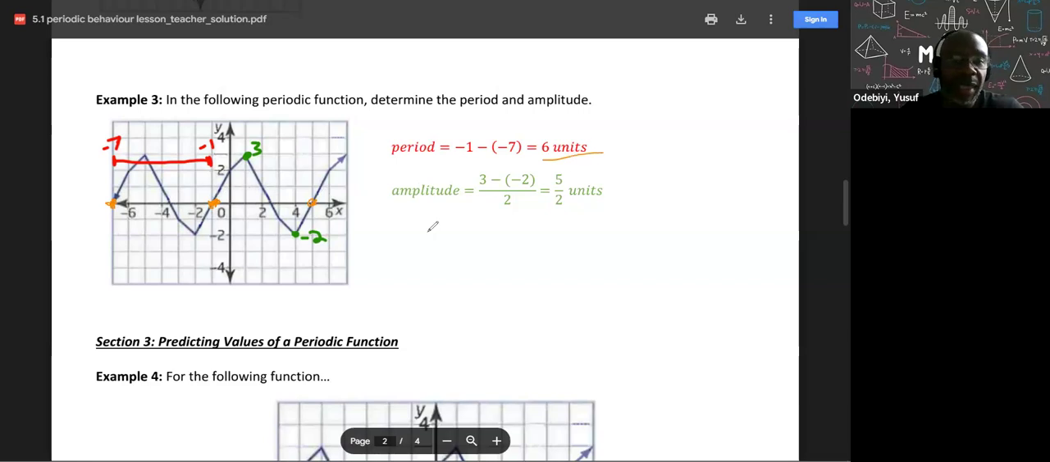The period is 6 units. My amplitude: my highest is 3, my lowest is -2. So what I do is subtract them, and then divide by 2. So 3 minus -2 is 5. Divide that by 2. My amplitude is 2.5. I know they just leave it as a fraction. You can do that, but the amplitude is 2.5. Okay.